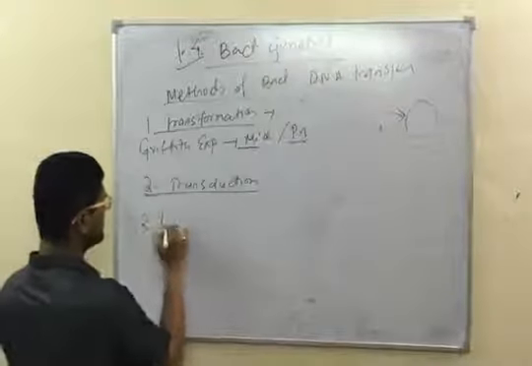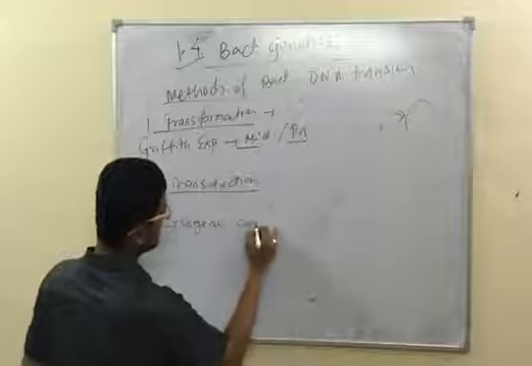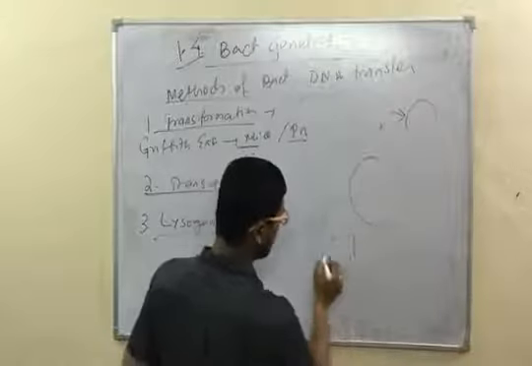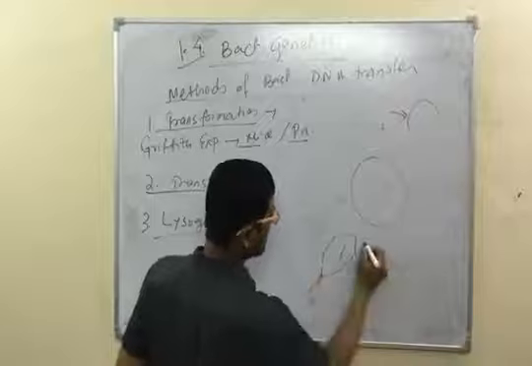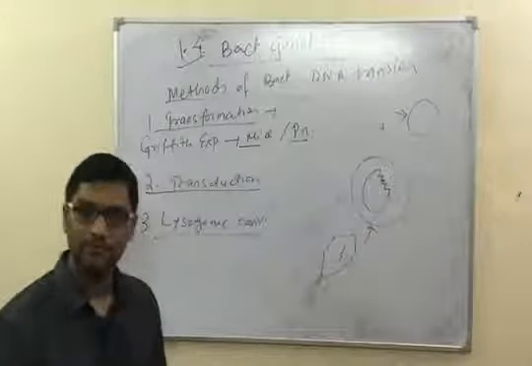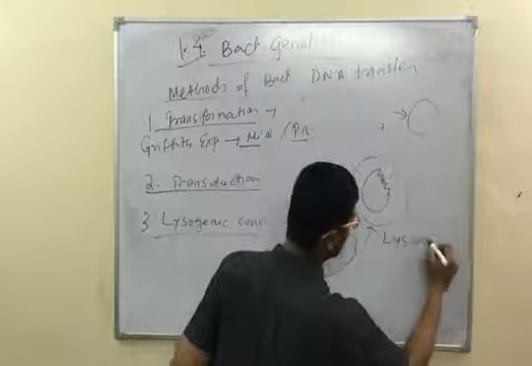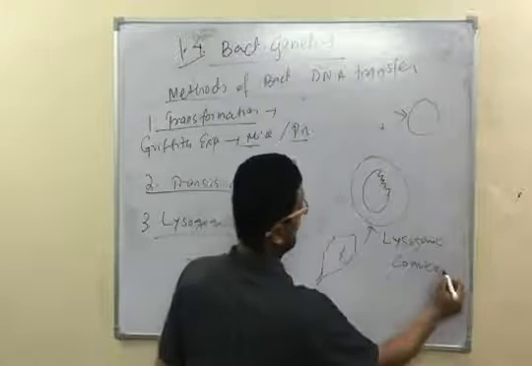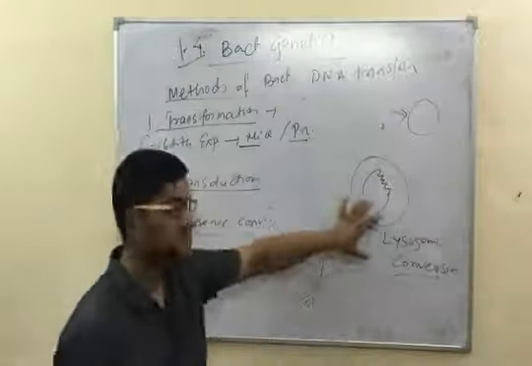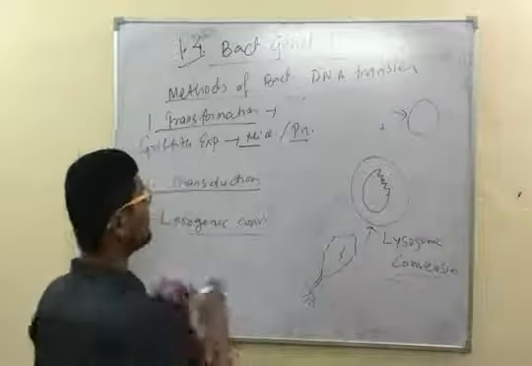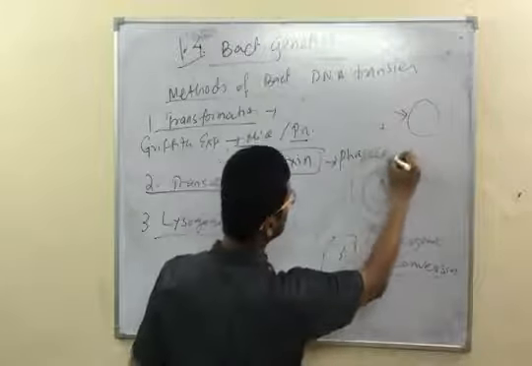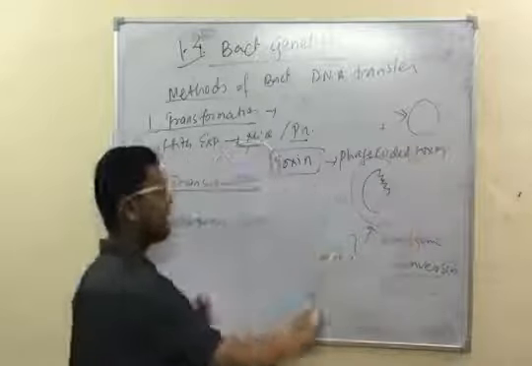One more variety is lysogenic conversion. As I told you, this is a method by which the phage DNA, this is a bacteriophage, infects the bacteria and the phage DNA gets integrated with the bacterial chromosome. This is called lysogenic conversion. I have already explained this. In this case, the phage DNA being foreign in nature, it may give various properties to the bacteria, and one of the important properties is toxicity. Please remember, there are various phage coded toxins which impart toxicity to the bacteria.